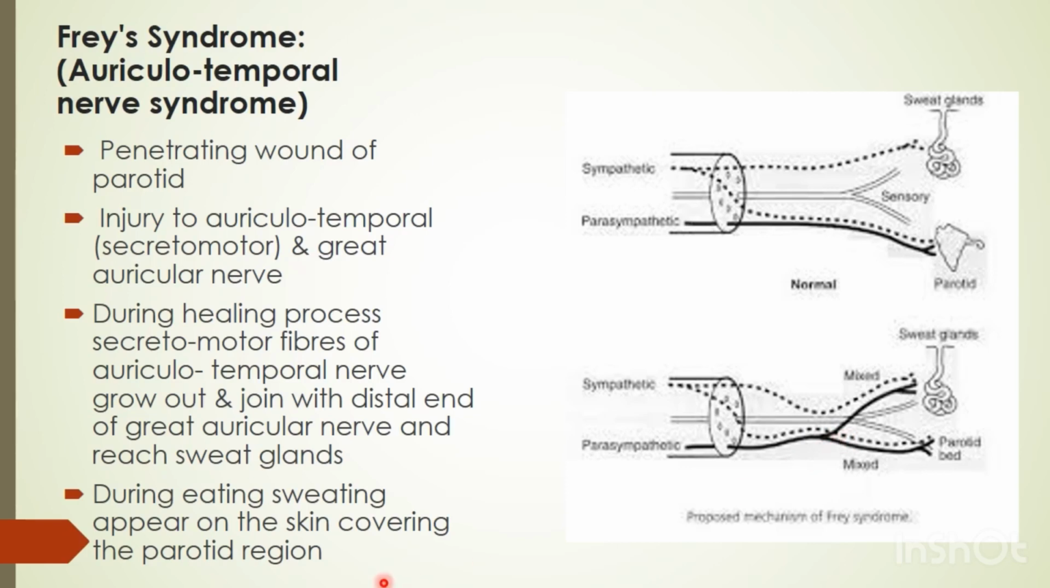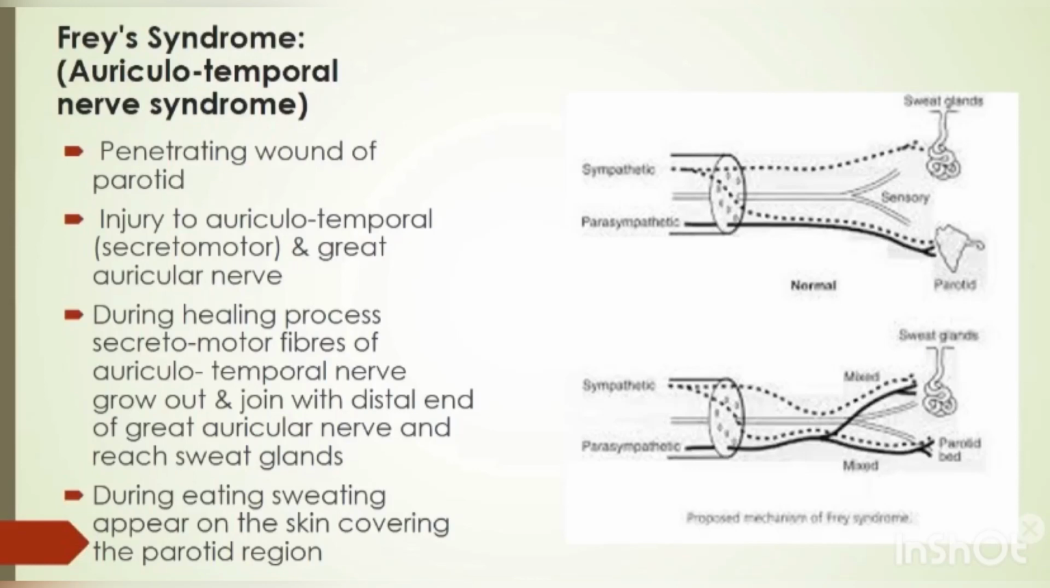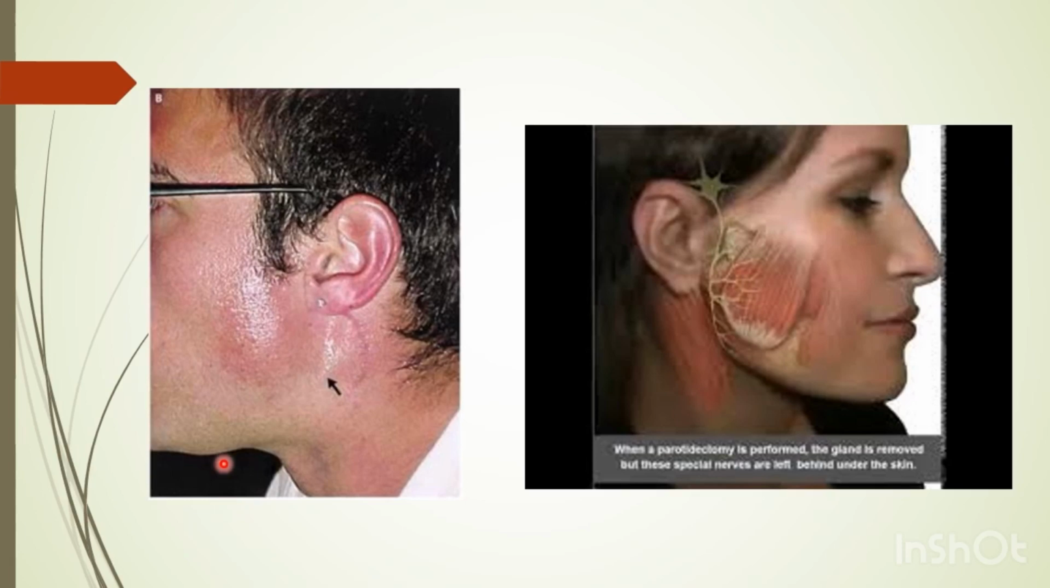So during eating, sweating also appears on the skin covering the parotid region. The basic idea in Frey's syndrome, as you can see in the picture, is that there is a connection between the auriculotemporal nerve and the great auricular nerve. So when the auriculotemporal nerve is triggered while eating for the production of saliva, there is a stimulus in the great auricular nerve also, which innervates the sweat glands. So sweating occurs while eating, and there is also redness of the cheeks while shaving. All these symptoms occur in Frey's syndrome. This is very clear from the picture given. This is how the sweating looks, this is how Frey's syndrome actually looks.